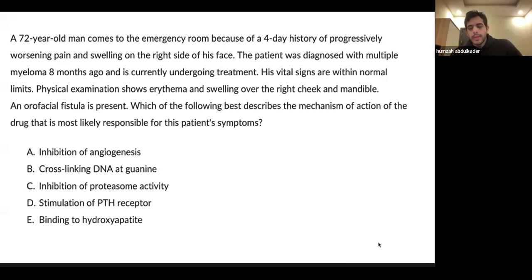Okay, so this one is a little bit of a more difficult question. I was kind of debating whether or not to put it in because when it comes to pharm, depending on what doctor taught it to you, depending on what they thought was important, you might have learned different things. But can anyone tell me what the drug is at least?